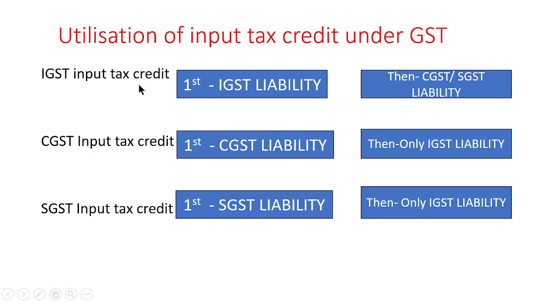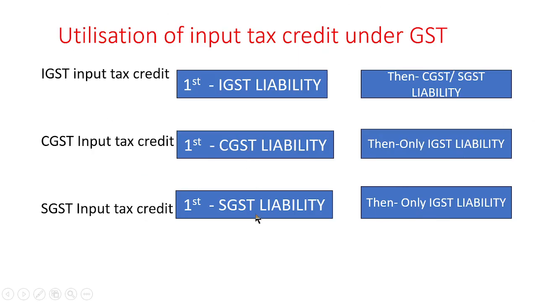So IGST input tax credit you can use for IGST liability, and balance if there is, it is used for CGST or SGST. CGST input tax credit, if there, is first utilized against CGST liability and balance against IGST liability. SGST or UTGST input tax credit is first used against SGST liability and balance, if something is there, against IGST liability. So CGST input tax credit and SGST input tax credit cannot be utilized against SGST or CGST liability respectively.